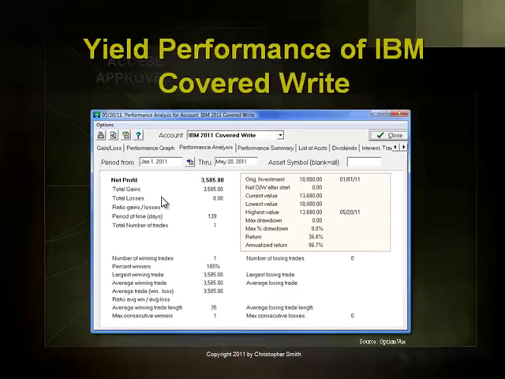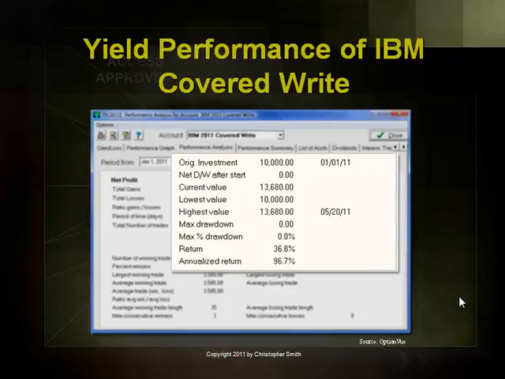And then this is the screen from that account showing that trade from January 1, 2011 to May 20, 2011. And so that's a 36.8% yield on that $10,000 account. And the lowest value was 10,000, so we didn't have any drawdowns. Max drawdown was 0. Return was 36.8%. Annualized return 96.7%. And there it is, blown up for you a little bit.